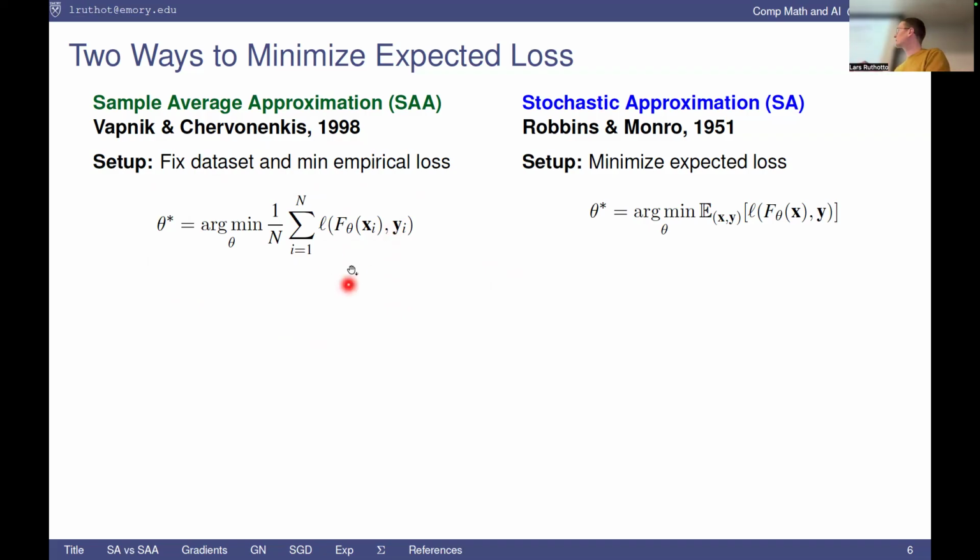So when you look at this problem here, this is a perfectly fine optimization problem that you see in an undergraduate class on numerical optimization or nonlinear optimization.